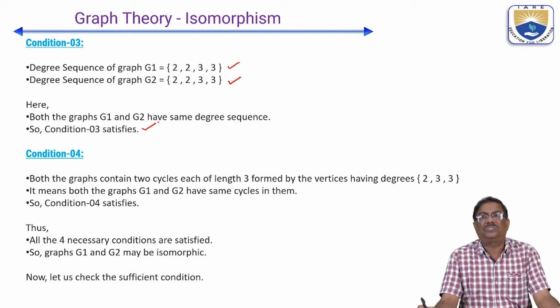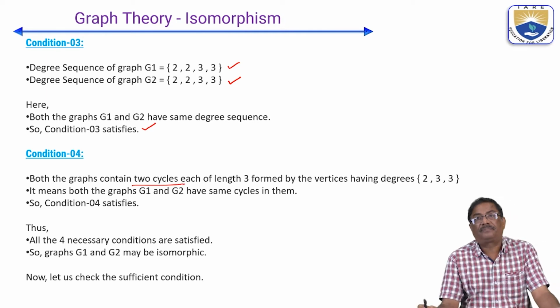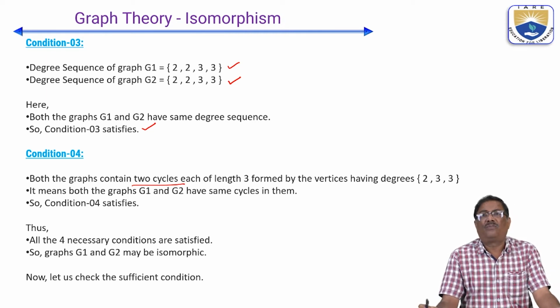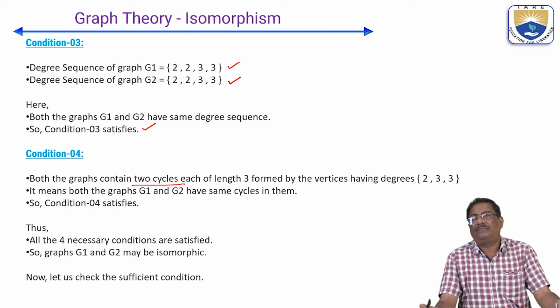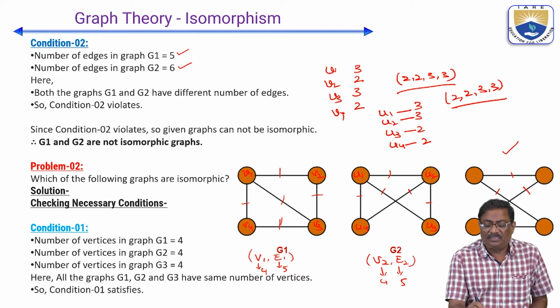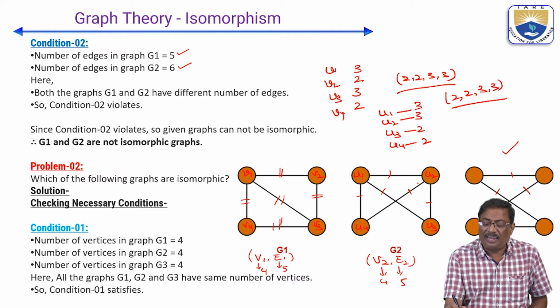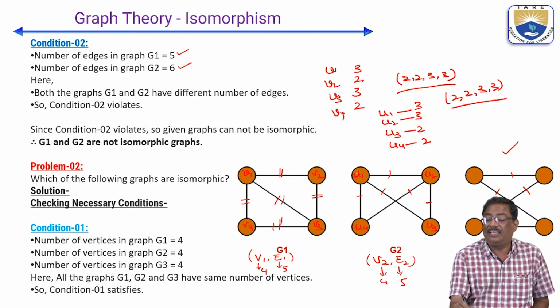Now, we are going to verify condition 4. Are any cycles going to be formed? Here, both graphs contain 2 cycles of length 3. See here, this is one cycle and this is another cycle. What is the cycle length? The cycle length is 1, 2, 3. And here also the cycle length is 1, 2, 3. So, here also the same thing. Here I am going to consider the cycle length as 3.